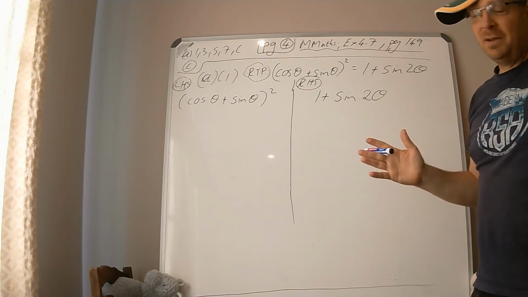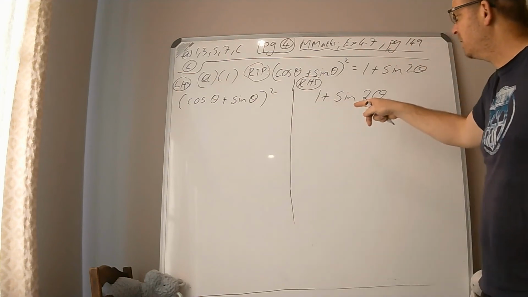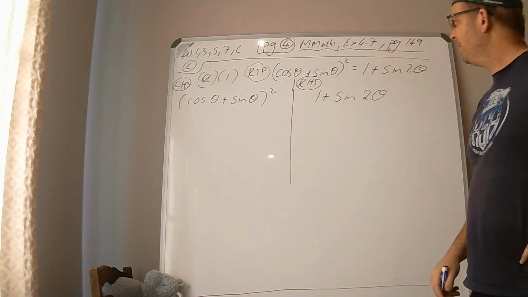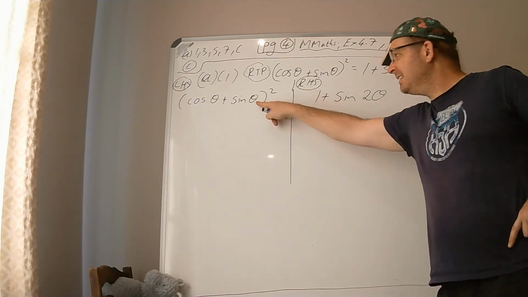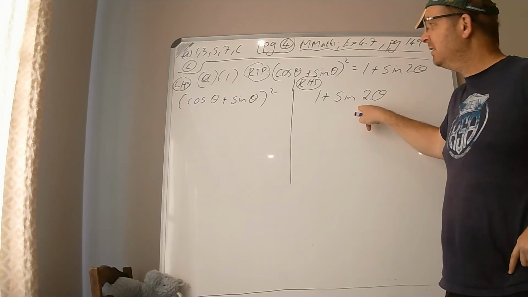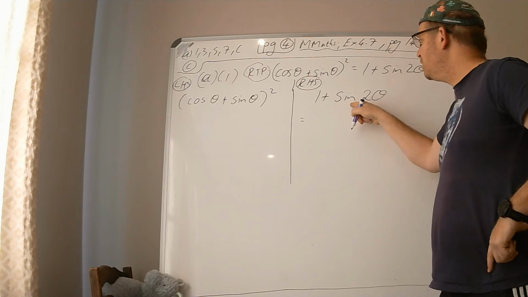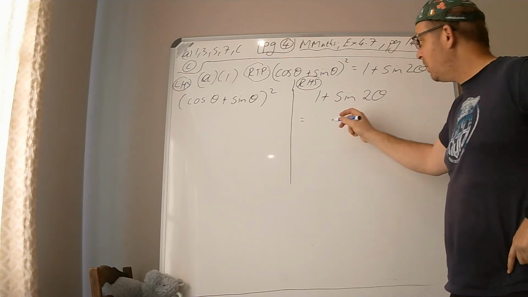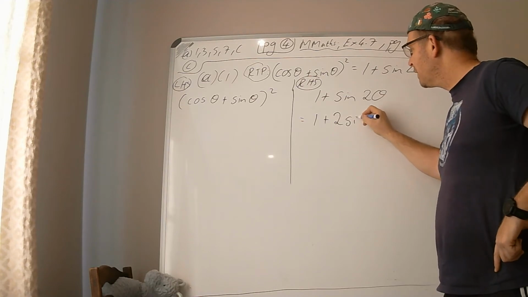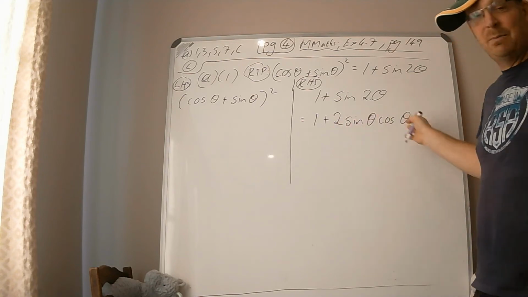So your first step, split the page. There's your left hand side: cos theta plus sine theta squared. Your right hand side is 1 plus sine 2 theta. So single angles, double angles. Pick up the easy mark, get rid of the double angles, because you want to get everything to single angles, right? So go to your formula sheet. What's sine 2 theta? Well, there's only one option for that. 1 plus sine 2 theta is equal to 1 plus 2 sine theta cos theta. There's nothing more I can do with that.